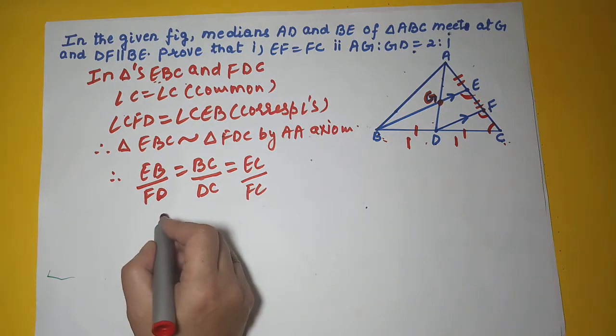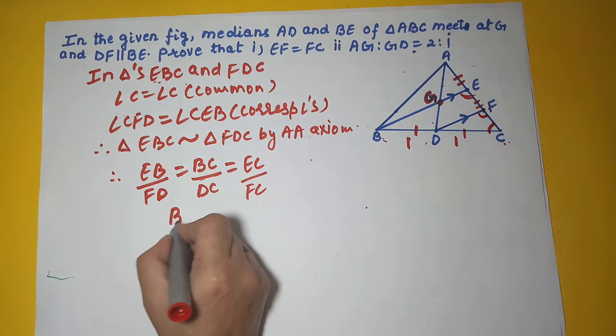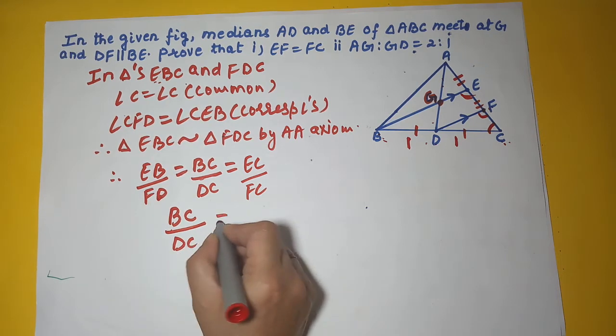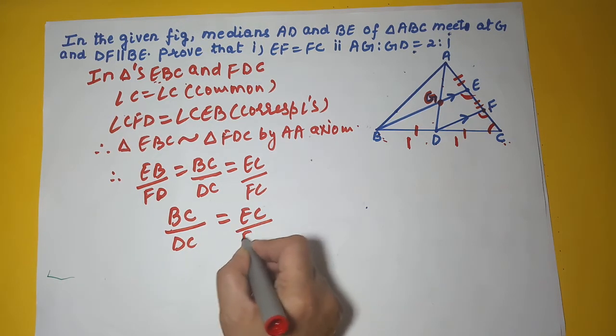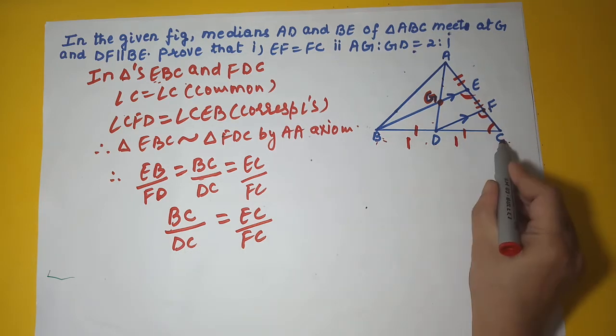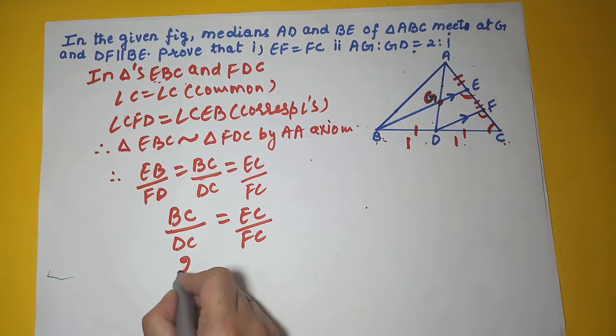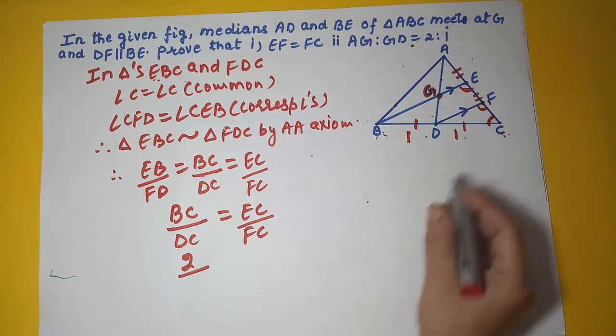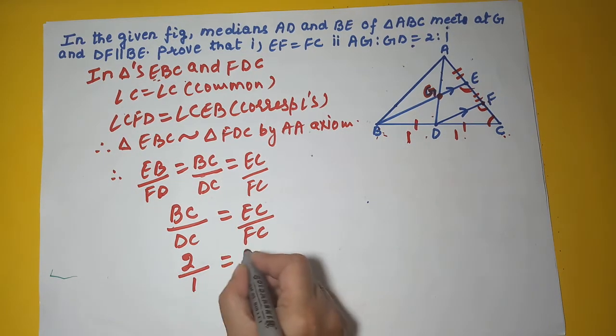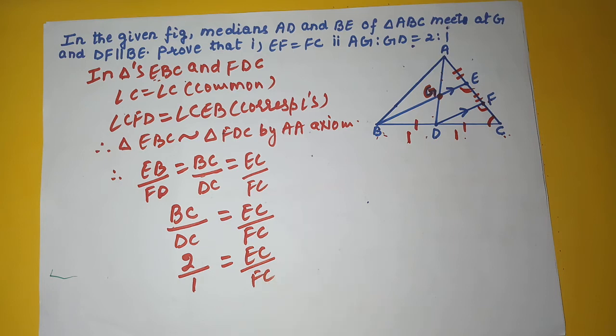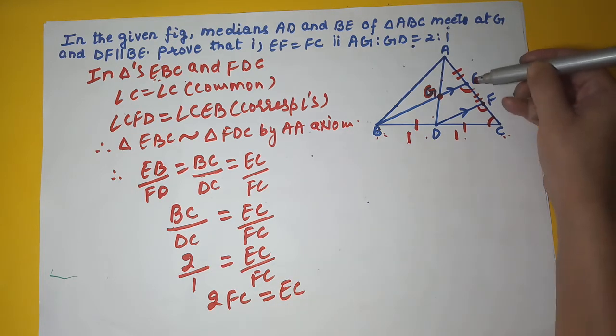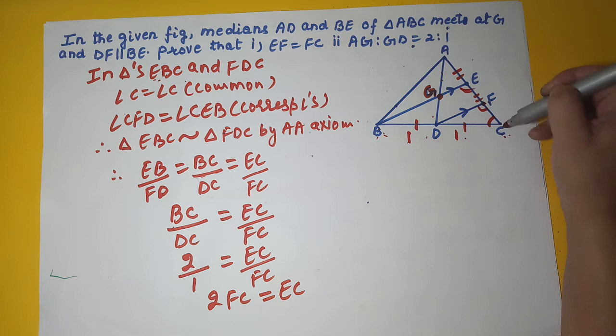So how much is my BC now? Let me first take BC by DC is equal to EC upon FC. Now BC is 1 plus 1, that is 2, and my DC is 1, equal to EC upon FC. If I cross multiply, I will get 2FC equal to EC. Now let's come back here. He's saying 2FC is equal to EC. Does that mean F is the midpoint of EC?